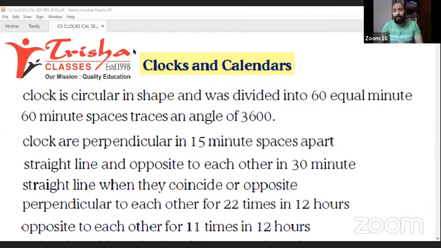Clock hands are perpendicular when they are 15 minutes spaces apart. Straight line and opposite to each other are 30 minutes apart. Straight line and opposite, so what does opposite mean? There is a point here, there is a point here. Hope you remember, straight line is different and opposite is different, right?